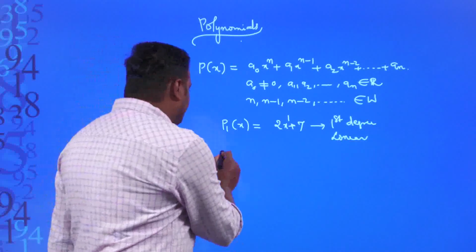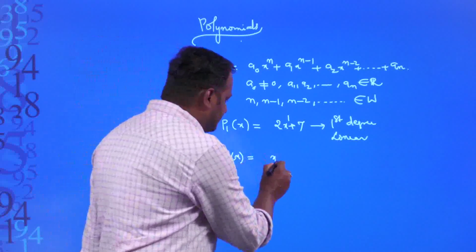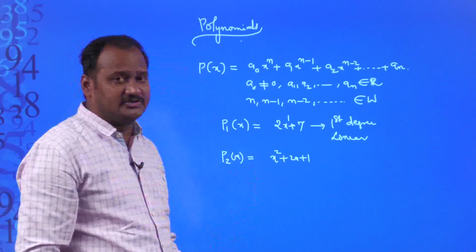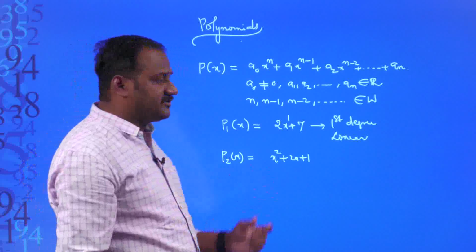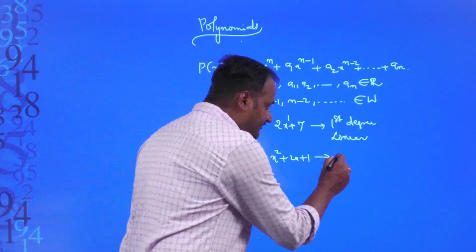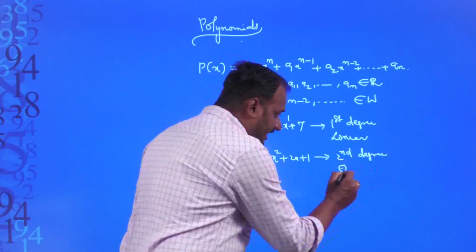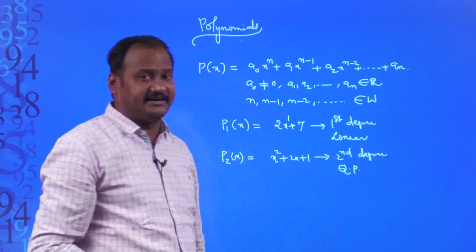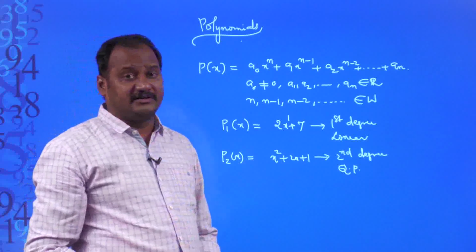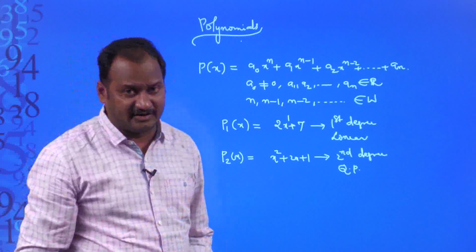Coming to second degree polynomial, for example, p2 of x, which is equal to x square plus 2x plus 1. So, this is one polynomial whose degree is 2. So this polynomial is said to be a second degree polynomial. Otherwise, is there any special name for this polynomial? Second degree polynomial, otherwise a quadratic polynomial. What do you mean by quadratic polynomial? If the degree of a polynomial is 2, then that polynomial is said to be a quadratic polynomial, right?